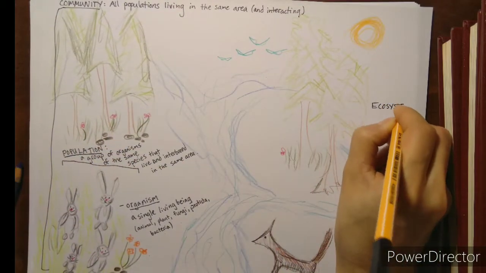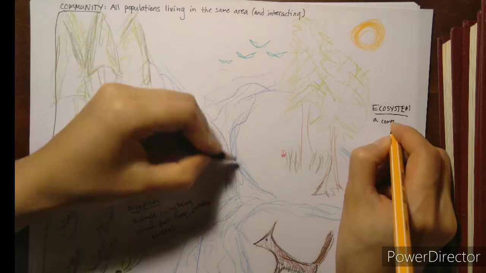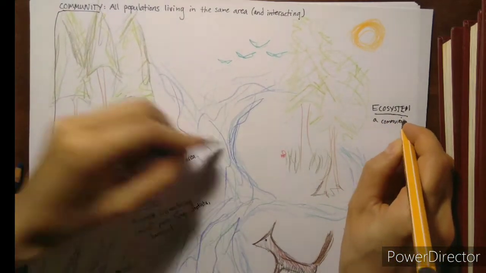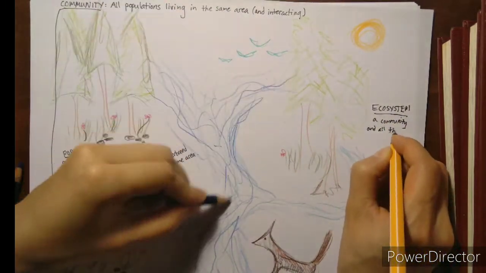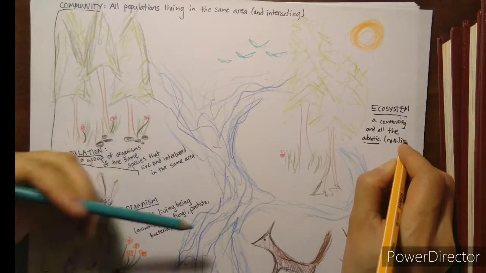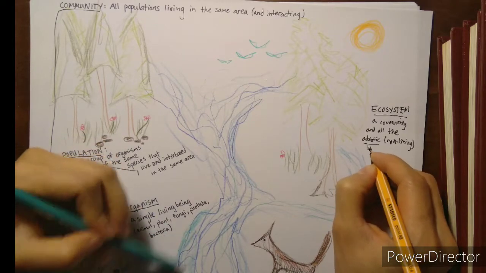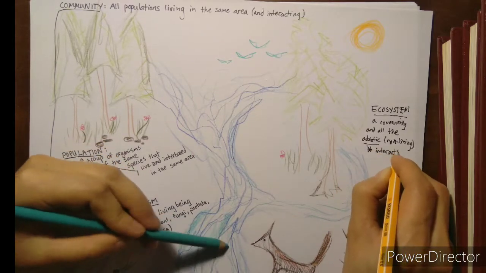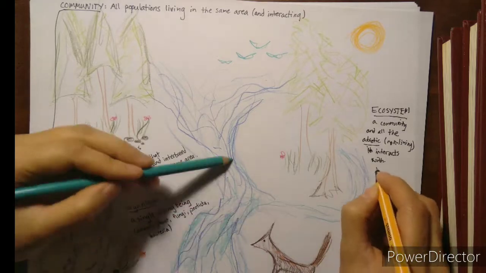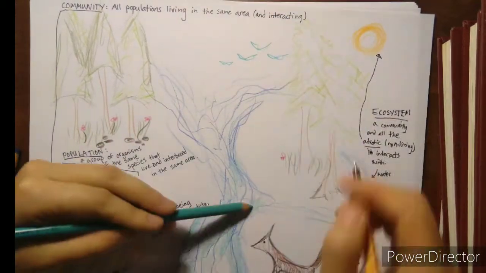Now, you'll notice that we are starting to add in a bunch of abiotic factors, things like rivers, which is water, non-living, sunlight, which is also non-living, any rocks, dirt, or terrain, more non-living things. An ecosystem is going to be when you take a community with all the living populations in an area and you combine it with all the abiotic factors that they interact with.